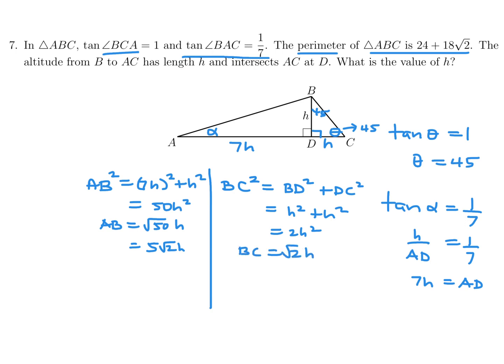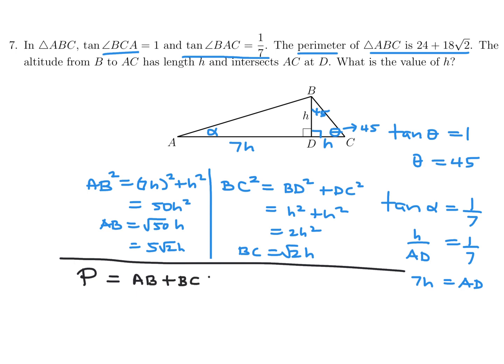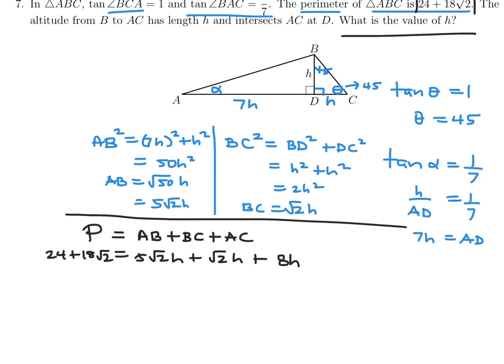So now the full perimeter: P for perimeter is AB plus BC plus AC, correct? AB is 5 root 2h, BC is root 2h, and then AC, all the way from A to C, is 8h. Now let me see if I did that correctly. Yeah, I think I did. And they've told me that it's equal to 24 plus 18 root 2. That's what's going to allow me to solve for h.